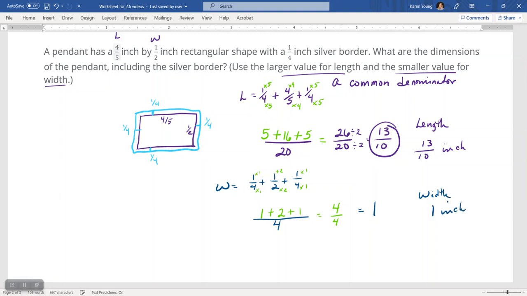Now we don't ever want to write a fraction as 4/4 of an inch. You always want to take it to the whole number. And that's it for our word problems.